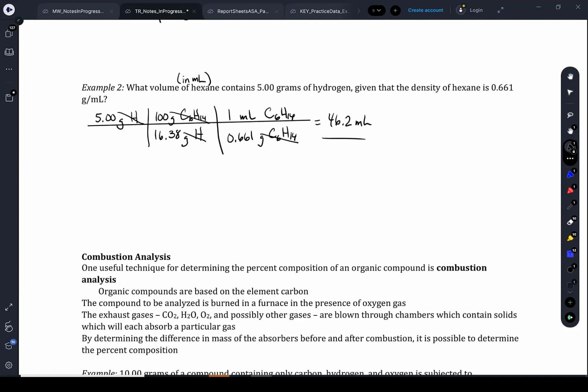Masses are grams. Volumes are milliliters or liters. What's the big difference, if you can tell? What did all of the intensive properties have in their units? If I said them aloud, I said what word on all of them? Grams per milliliter, grams per mole, moles per liter. Per. So they're all ratios.